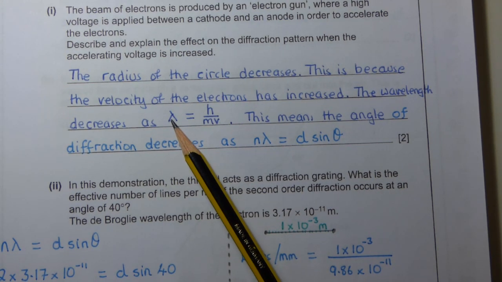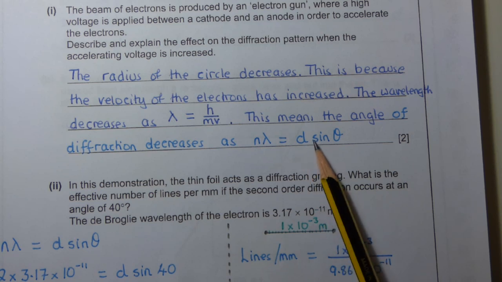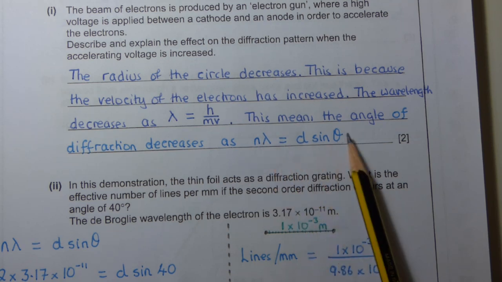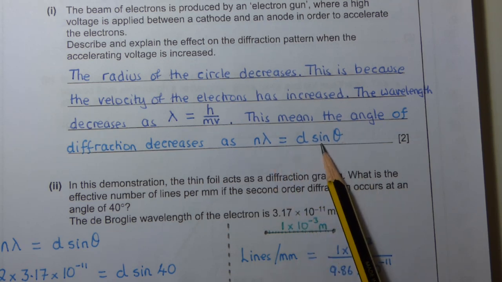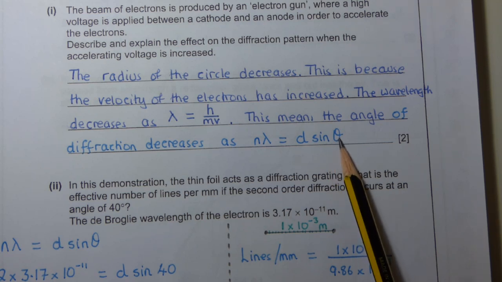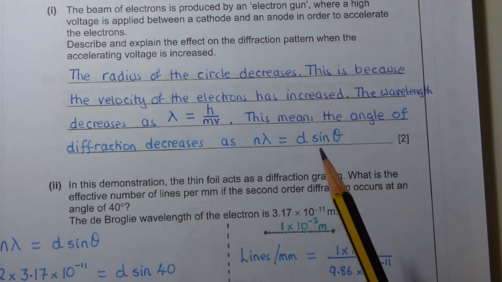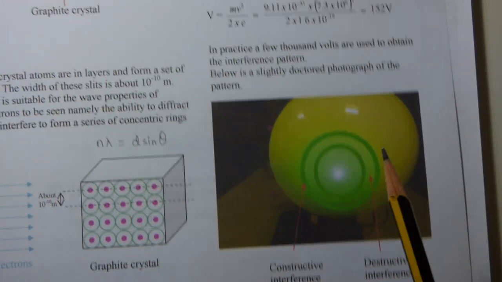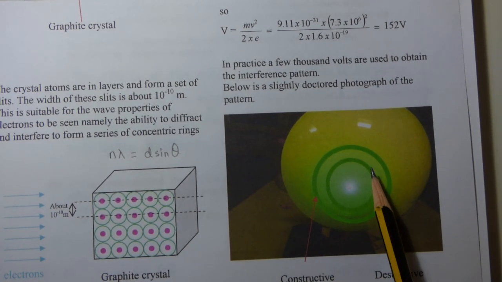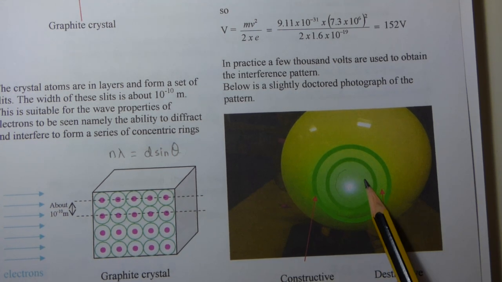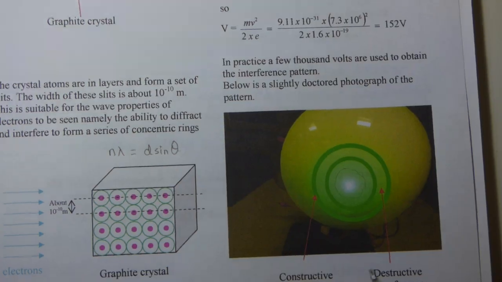Now, if your lambda goes down, the sine theta will go down as well, because n lambda is d sine theta. The d hasn't changed, obviously, so this will drop. If the sine goes down, so does your angle. And if your angle goes down, you don't get the deviation of the constructive interference occurring as much. So that radius will become smaller, and it might come to, say, there, as the diffraction angle decreases.